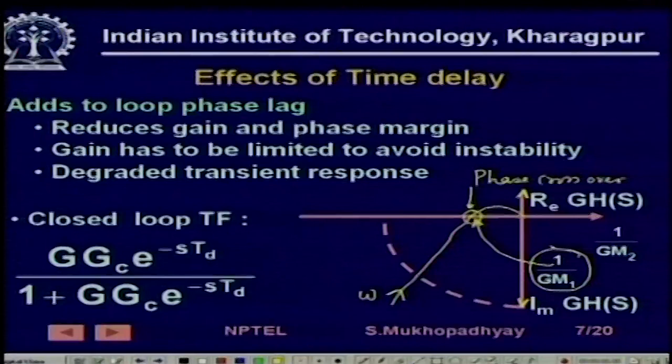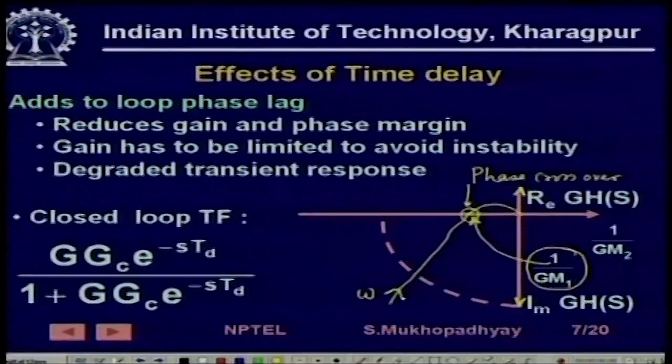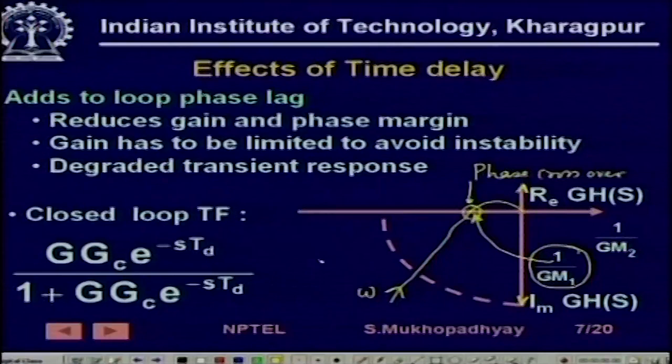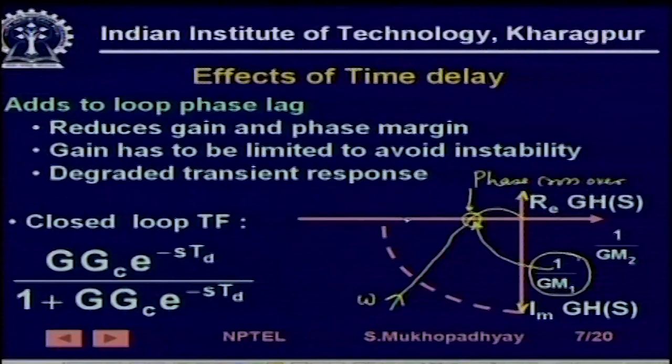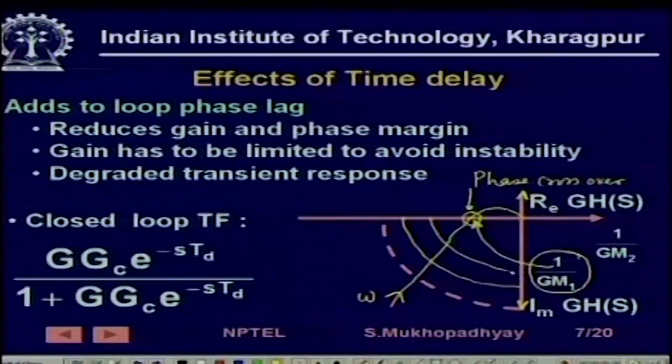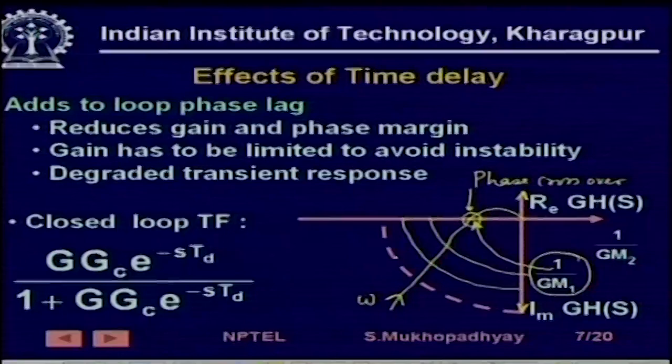What happens is that at every frequency now, the magnitude will remain the same, and there will be a phase lag added. So if you add constant magnitude loci, the phase lag will be proportional to frequency. So suppose at this frequency, this much phase lag is added.